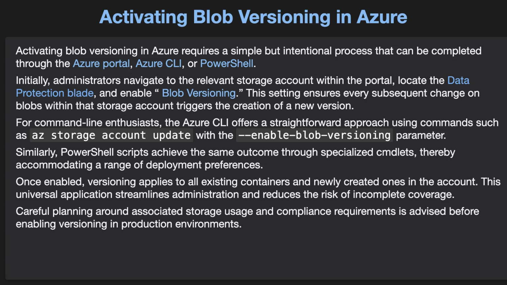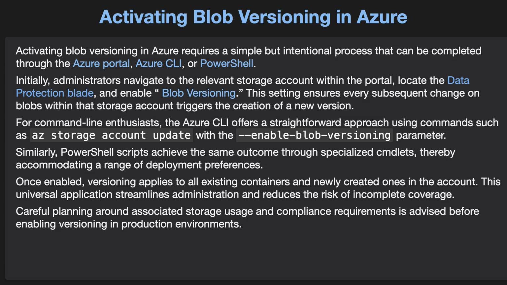Initially, administrators navigate to the relevant storage account within the portal, locate the data protection blade, and enable blob versioning. This setting ensures every subsequent change on blobs within that storage account triggers the creation of a new version. For command line enthusiasts, the Azure CLI offers a straightforward approach using commands such as az storage account update with the enable blob versioning parameter. Similarly, PowerShell scripts achieve the same outcome through specialized cmdlets, thereby accommodating a range of deployment preferences.